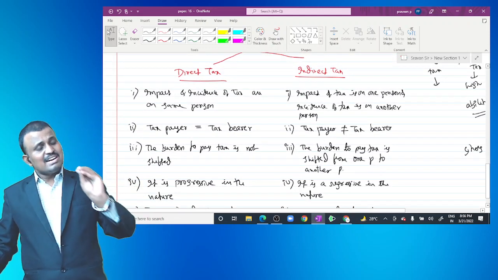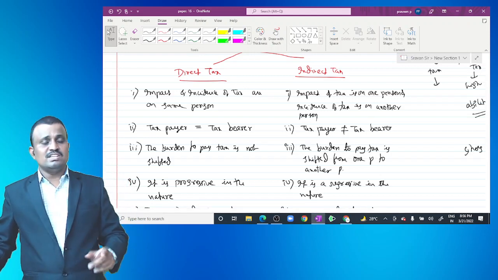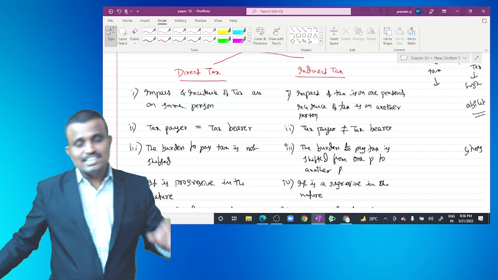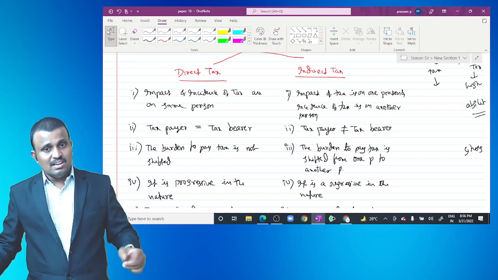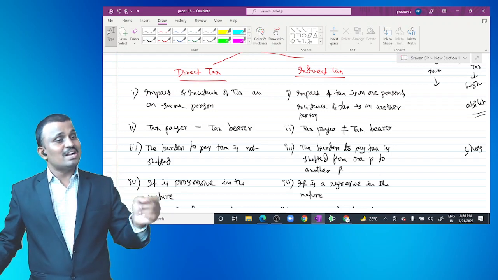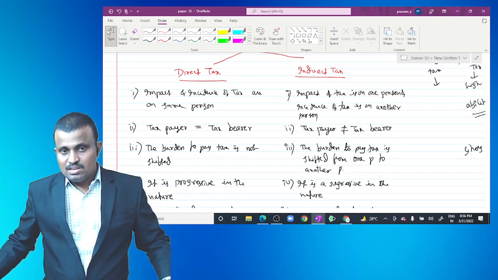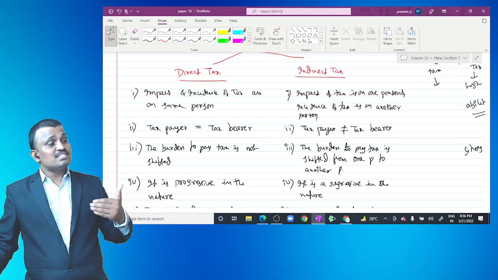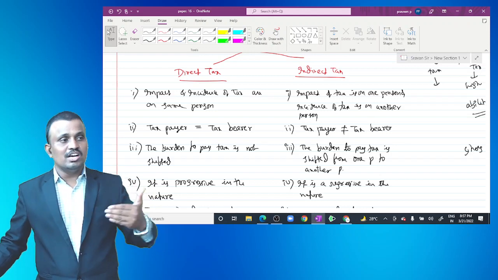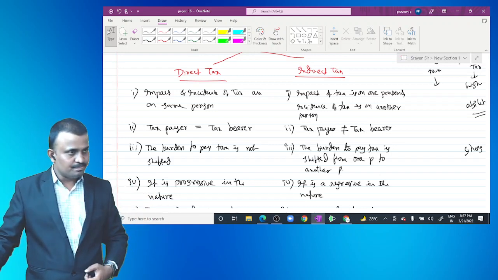Simply, direct tax is nothing but if the incidence and the impact of the tax both are on the same person, it is said to be a direct tax. If incidence of the tax is on one person and impact of the tax is on another person, then the tax is said to be an indirect tax. Generally, direct tax is tax paid by the person directly to the government without involving a third party in between government and taxpayer.